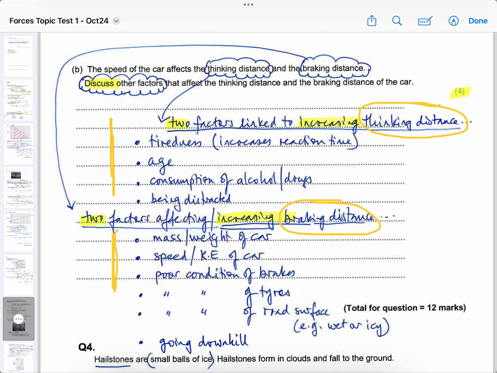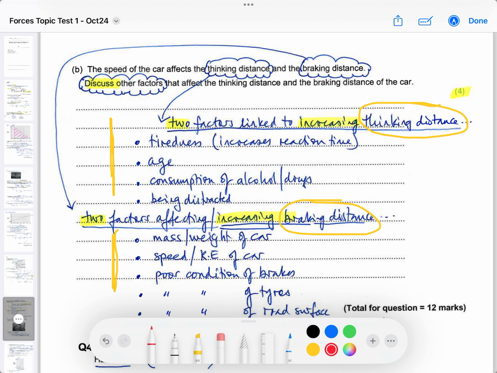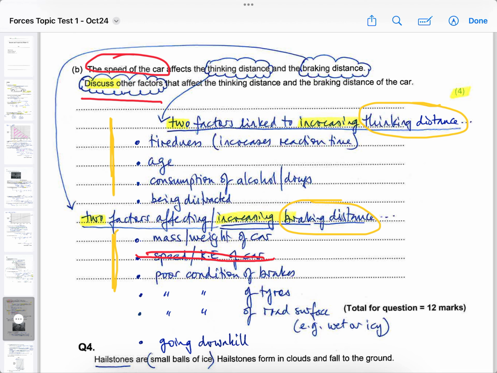So I put mass of the car, and then I've made a mistake, so I need to cross out speed of the car. Speed of the car is already mentioned in the question, and the question says discuss other factors. That was my mistake when I was writing out my answer. So the poor condition of the brakes will increase braking distance. A greater mass will increase braking distance. So I should have put here greater mass.